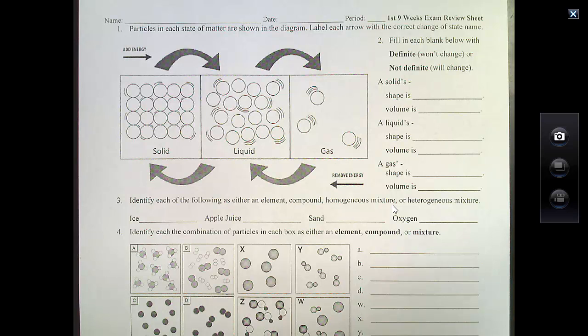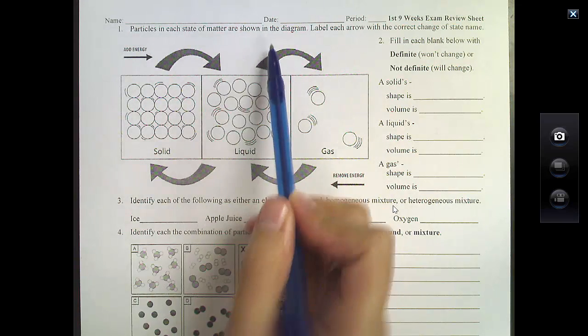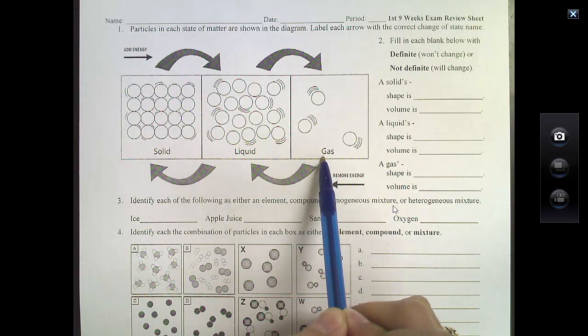This is the first 9 weeks exam review sheet, the first half of the final exam review. Number 1 says particles in each state of matter are shown in the diagrams below: solid, liquid, gas. Label each arrow with the correct change of state name.